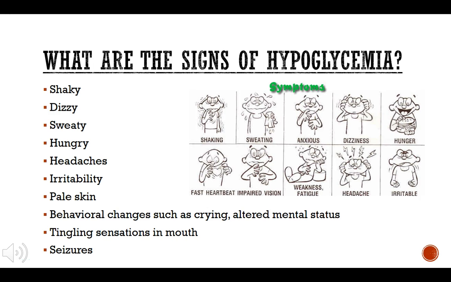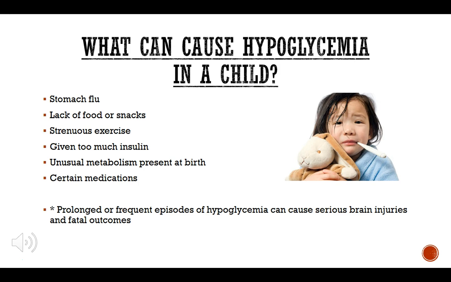What are the signs of hypoglycemia? The child may be shaky, complain of dizziness. They may have headaches, become sweaty, irritable, have pale-like skin, or seizure-like activity. Low blood sugar can be caused from the common stomach flu, lack of food, strenuous exercise, or taking too much of their medicines. Too low blood sugar can actually cause brain injuries and even deaths.